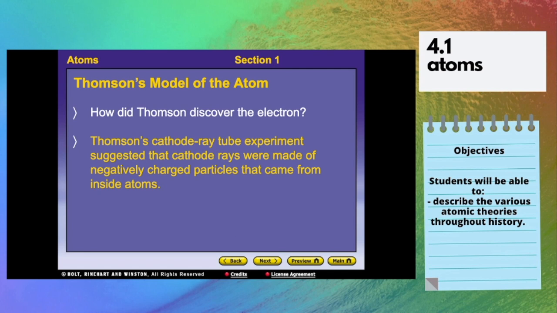So next was J.J. Thomson, and he developed the cathode ray tube experiment. Through experimentation with the cathode ray tube, he discovered that there were negatively charged particles that came from inside atoms.